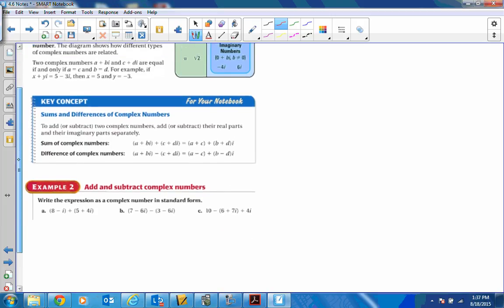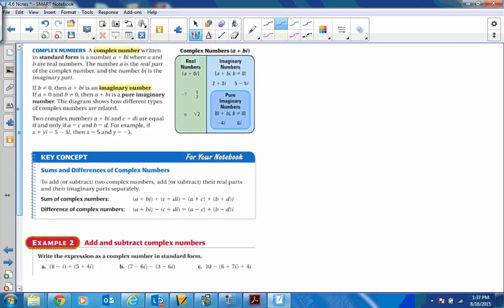Okay, complex numbers. We're talking about real numbers, or numbers that don't have an i with them, or the zero, it's 0 times i. Imaginary numbers can have a real part and an imaginary part, but pure imaginary numbers only have the imaginary part. So that's when we talk about complex numbers. Complex numbers, sum and difference, it's the exact same thing. You're just going to add like terms.